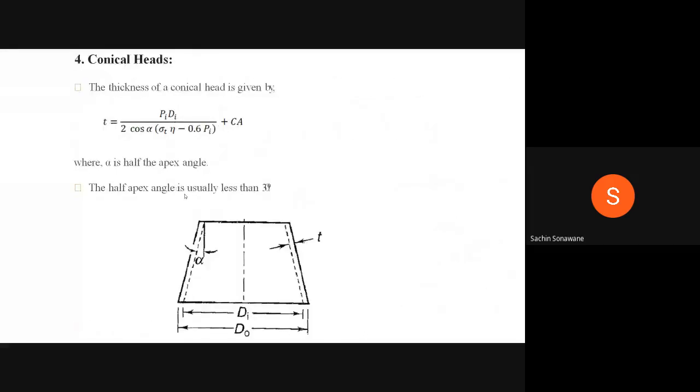Therefore, next head, conical heads. The thickness of a conical head is given by t = pi Di divided by 2 cos alpha into (sigma_t eta minus 0.6 pi) plus Ca, the corrosion allowance, where alpha is the half apex angle. The half apex angle is usually less than 30 degrees. Therefore, draw the diagram and write down the formula.